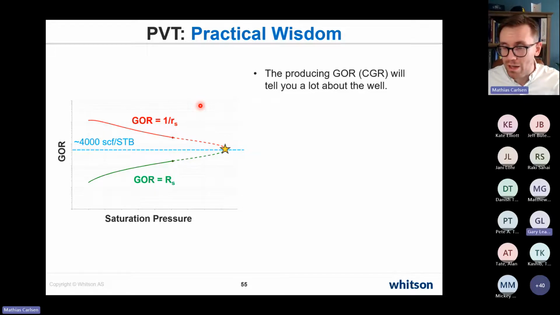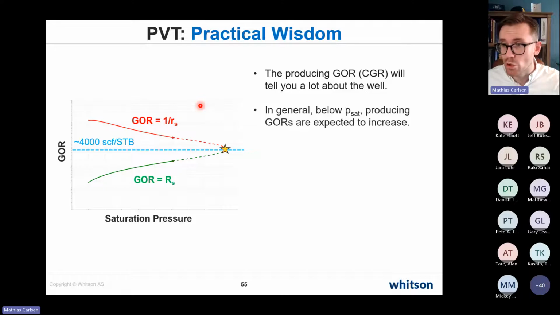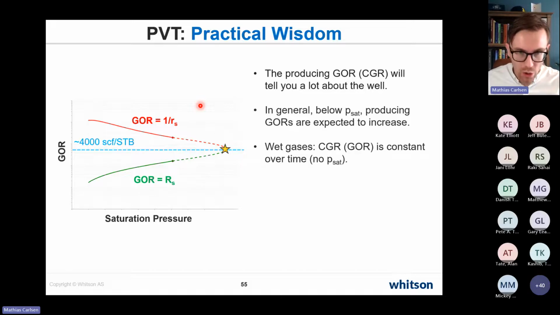And if that's what you're seeing for many of the wells here, or if it's just an outlier, then you know that maybe something special is going on with this well, or maybe it's just consensus. In general, this is a general guideline: below the saturation pressure, we should expect the GOR to increase. There are exceptions to that we'll cover. If you're dealing with a wet gas, your CGR or GOR needs to be constant over time because there is no saturation pressure. And if you're not producing hydrocarbon liquids, you know you're dealing with a dry gas.